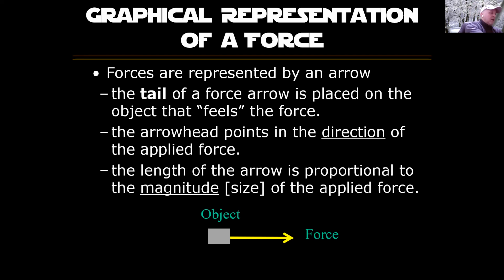So if I'm pulling this way with, say, a force of 10 newtons, what you could do is get out a ruler and say, okay, I'm going to make 1 centimeter equal 2 newtons. And then you would draw this 5 centimeters. And then what if Dakota is now pulling in this direction?